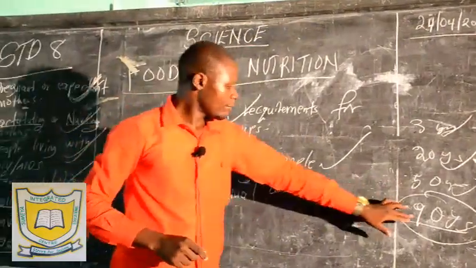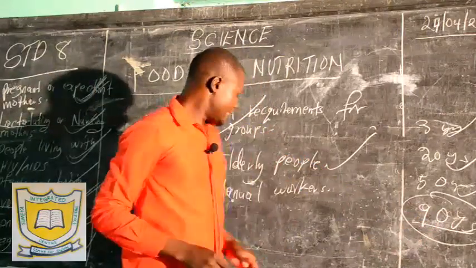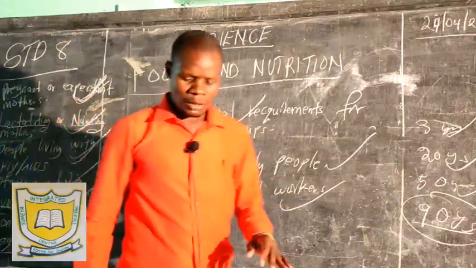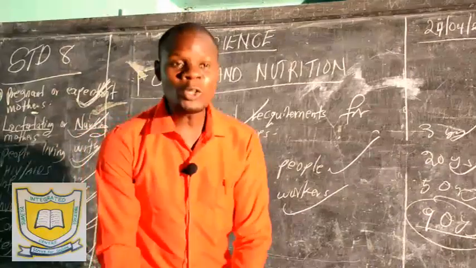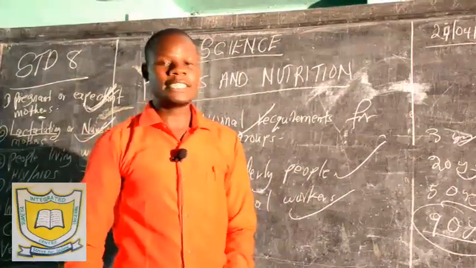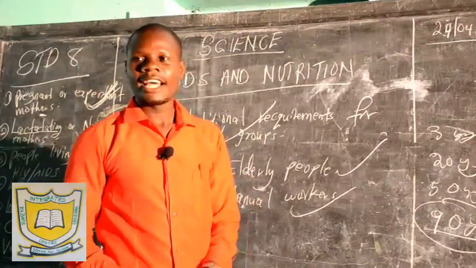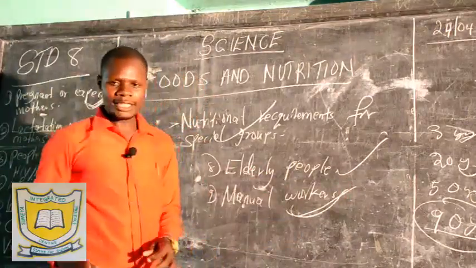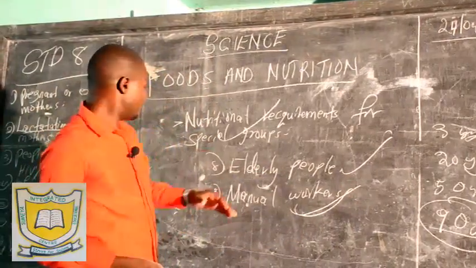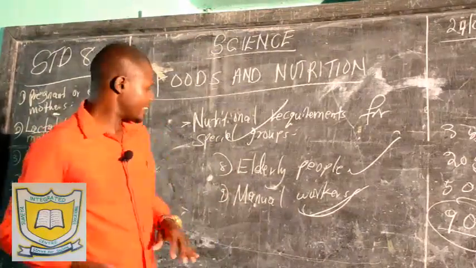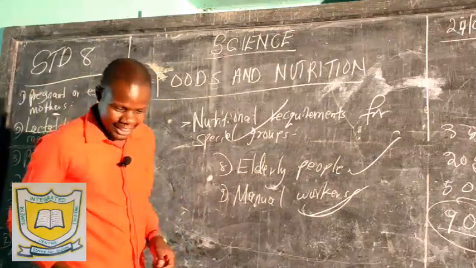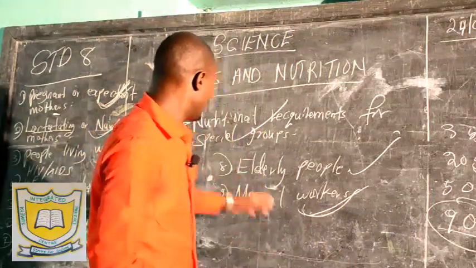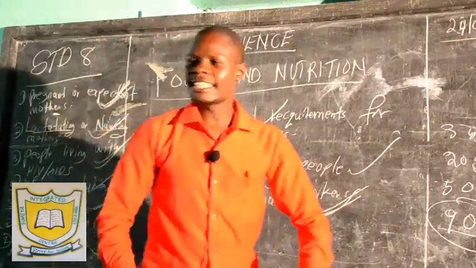So you have to provide the required nutrients to this person to make sure that he is having a good life. Now, lastly, we have manual workers. Who are these people? They are special people. Manual workers are people who are doing difficult jobs, carrying stones, working from morning to evening. They need a lot of energy. You see, there are different jobs. We have white collar jobs, and we have manual workers. A white collar job is that of a person who goes to the office, sits with a laptop, operates, prints papers, and the day is gone. But a manual worker is carrying stones, carrying heavy loads.